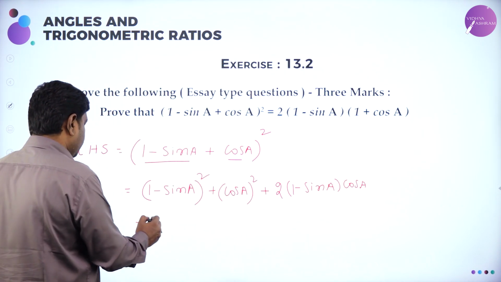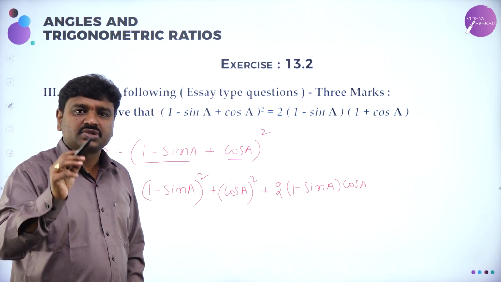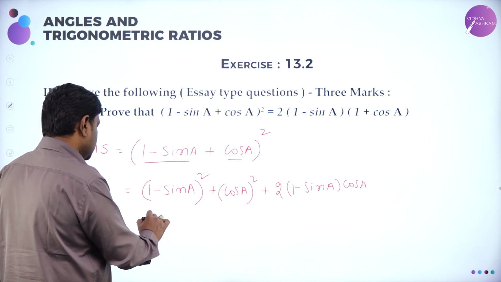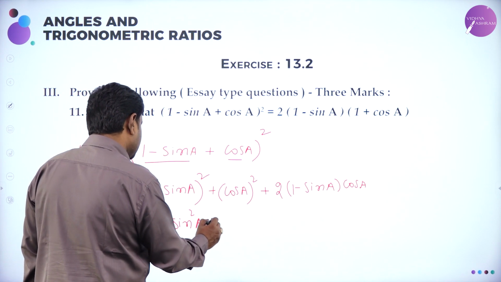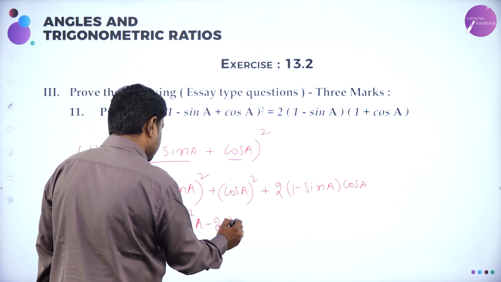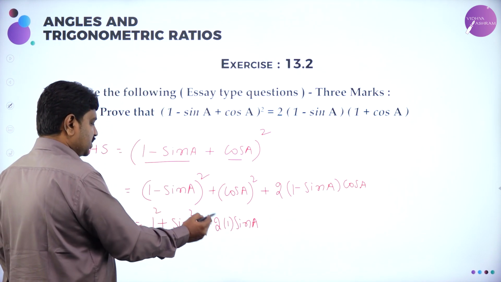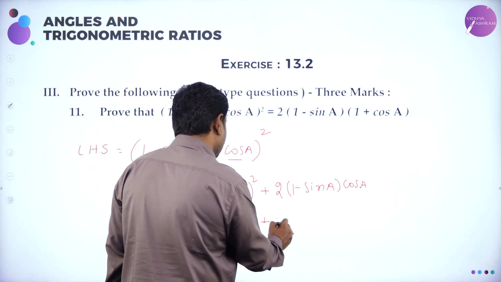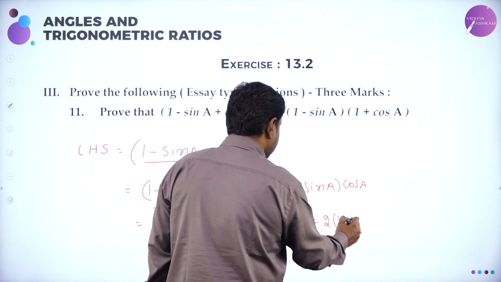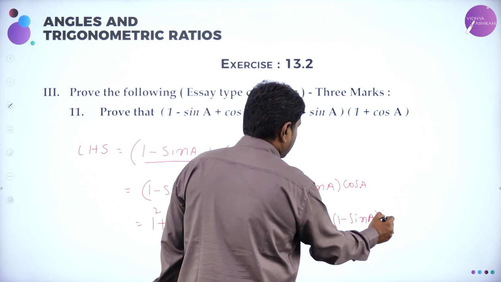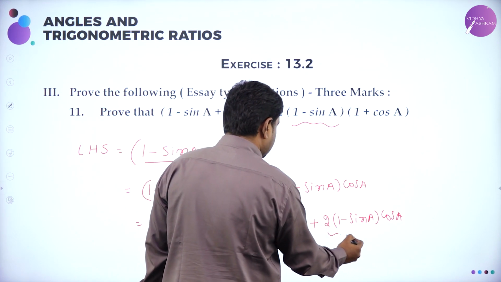Further, it is in the form A minus B the whole square. What is A minus B the whole square? A square plus B square minus 2AB. So this can be written as 1 square plus sin square A minus 2AB, 2 into 1 into sin A. Again I am applying the formula, A square plus B square minus 2AB. Plus we have cos A the whole square, which means cos square A, plus 2 times 1 minus sin A into cos A. Dear students, I am not disturbing 1 minus sin A because in RHS we have 2 into 1 minus sin A. This is there.